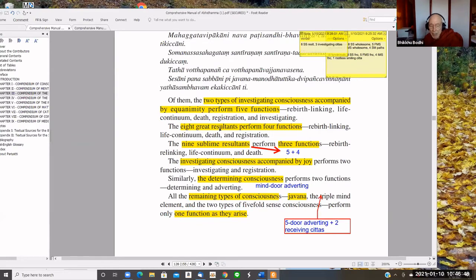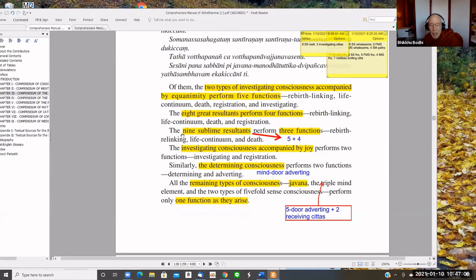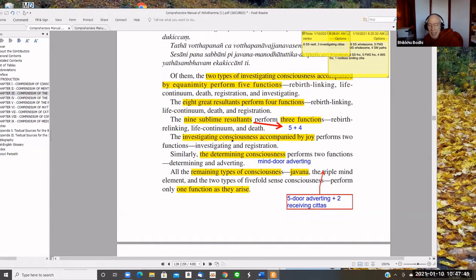Okay, then we have the 8 sense sphere resultants, the great sense sphere resultants with roots. These perform 4 functions, the 3 of rebirth linking, life continuum, and death, and the function of registration. The 9 sublime resultants, the sublime meaning fine material sphere and immaterial sphere. So that's 5 from the fine material sphere, corresponding to the 5 jhanas, and 4 from the immaterial sphere, corresponding to the 4 immaterial attainments. So these 9 cittas perform 3 functions, rebirth linking, bhavanga, and death. Then the investigating citta accompanied by joy has 2 functions, investigating the object and registering the object.